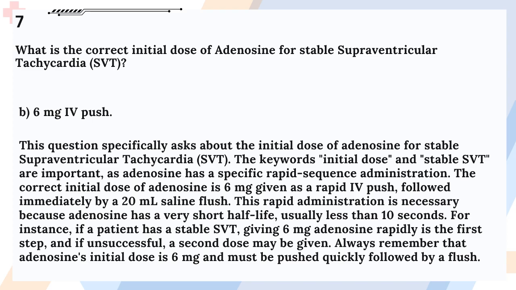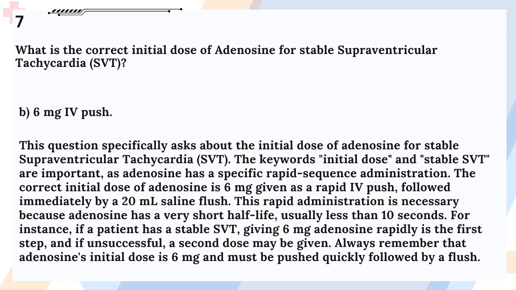This question specifically asks about the initial dose of adenosine for stable supraventricular tachycardia, SVT. The keywords initial dose and stable SVT are important, as adenosine has a specific rapid sequence administration. The correct initial dose of adenosine is 6 mg given as a rapid IV push, followed immediately by a 20 ml saline flush. This rapid administration is necessary because adenosine has a very short half-life, usually less than 10 seconds.